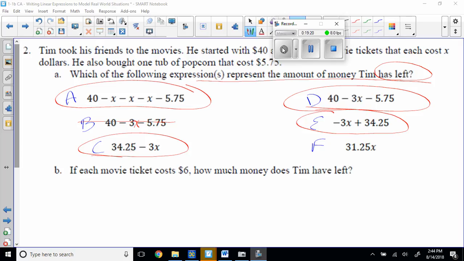Last but not least, F. Yay or nay? Anybody say yay? No? All right, no? I say nay. I say yeah. Why do you say yeah?